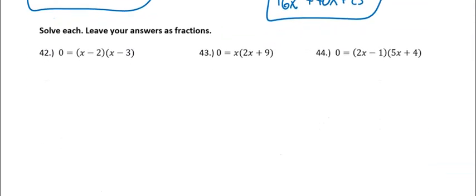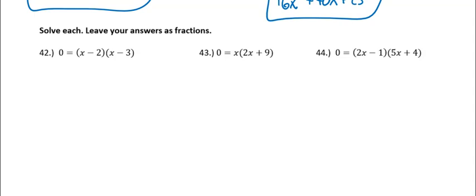If I look at these guys, it says to solve each and leave your answers as fractions. Well, for these ones, I want to solve, and really I'm using the zero factor property to solve. This is the same thing I do when I solve by factoring, okay? Typically, I factor the thing and then set each factor equal to 0. Well, this is already factored for me.